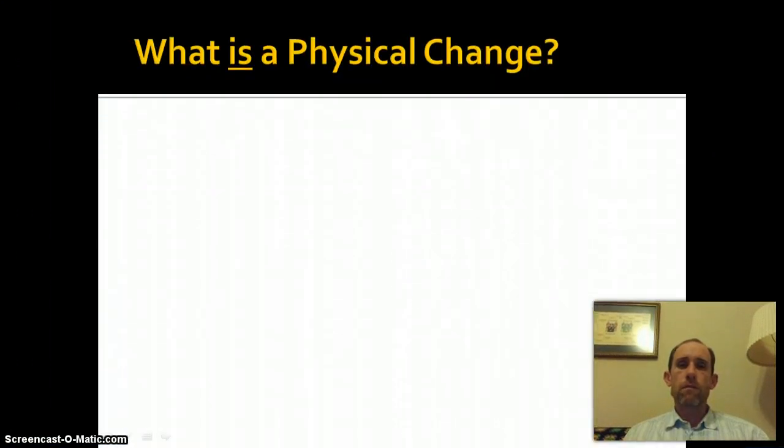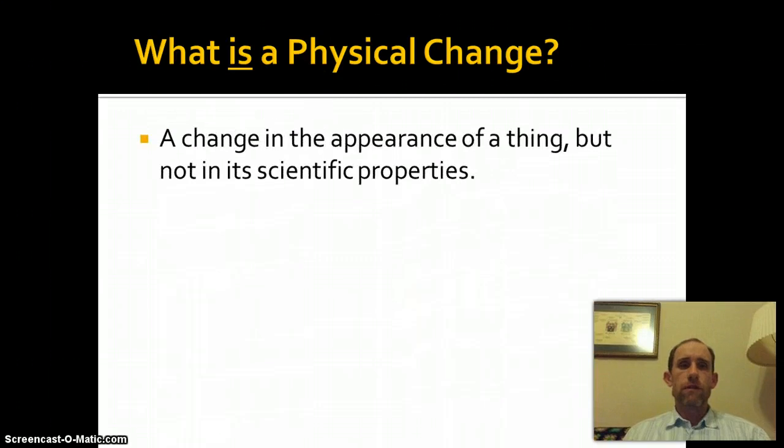First of all, before we talk about what a chemical change is, it might be helpful to go over some examples of a physical change. A physical change is a change in the appearance of a thing, but not in its scientific properties. It would be good to pause the video now and write this into your word bank. Physical change: a change in the appearance of something, but not in its scientific properties.